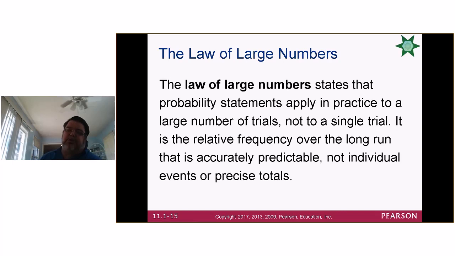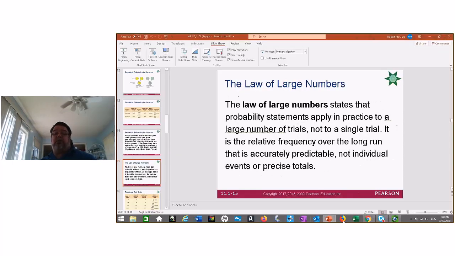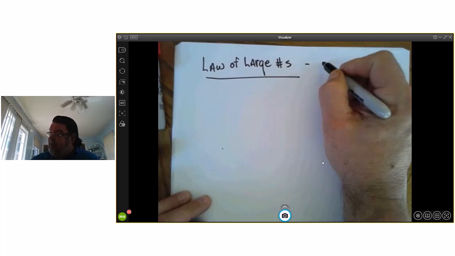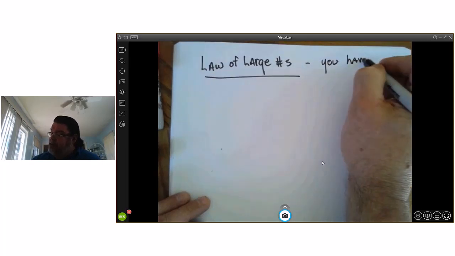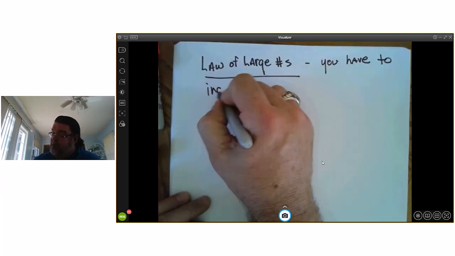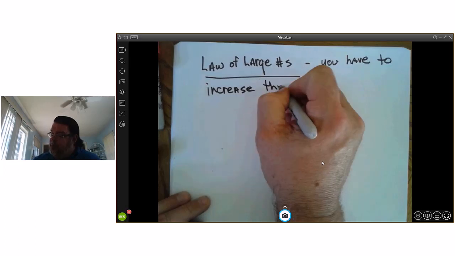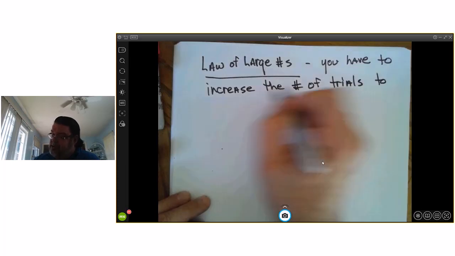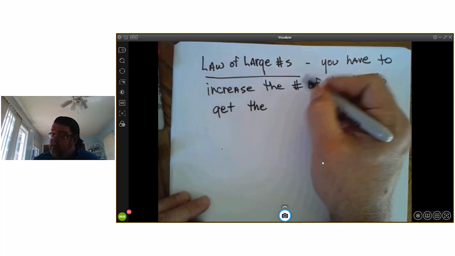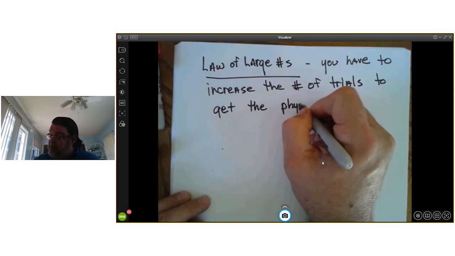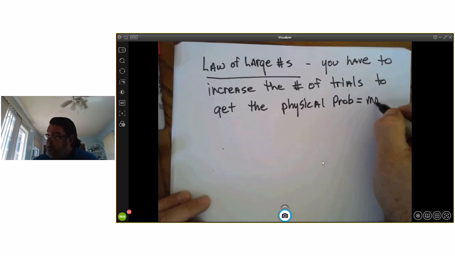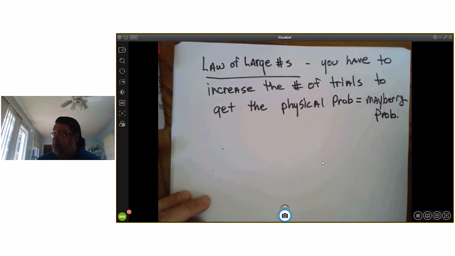The law of large numbers. And I'm going to exit here, pull this up. The law of large numbers is basically you have to increase the number of trials to get the physical probability to equal the theoretical probability. What does that mean?